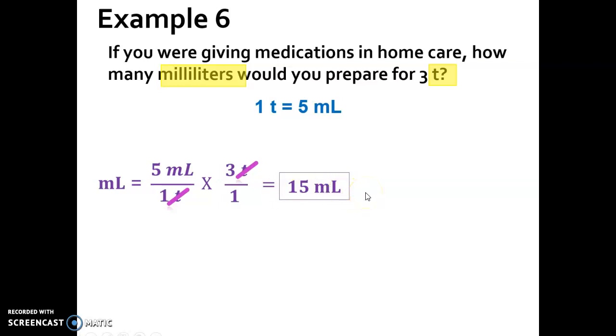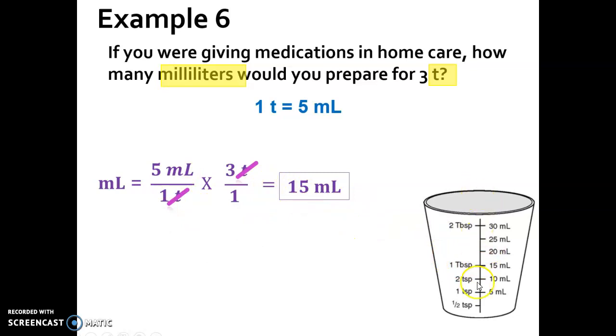Now, when we get into the next unit, we're going to start talking about pouring and actually what kind of utensils you're going to use to give this medication. For 15 milliliters, you're probably going to use the little medicine cup, okay, that you see at the top of your cough syrup bottles. And you would need to mark this at the 15 milliliter mark.